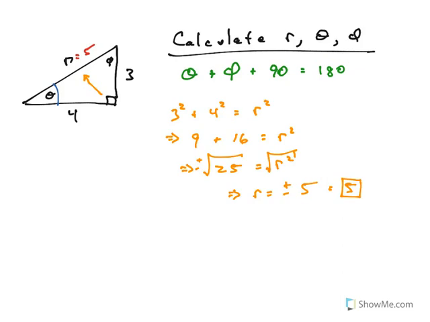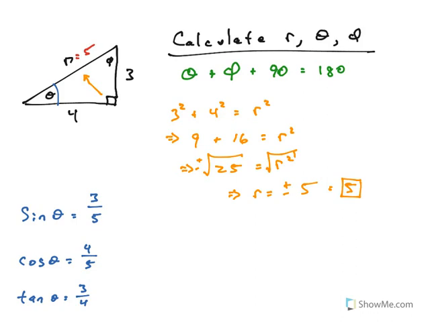So let's say I'm looking for theta. I could say sine of theta is the side opposite. The side opposite of theta is 3 over the hypotenuse, which is 5. That's the so part. I could also say cosine of theta is adjacent. Well, the side next to the theta is the 4 over hypotenuse, which is 5. Or I could say tangent. Tangent of theta is the opposite side, which is 3, over the adjacent, which is 4.